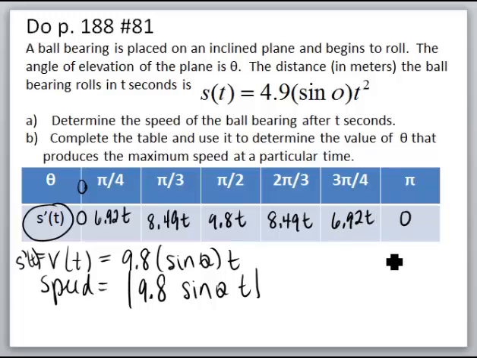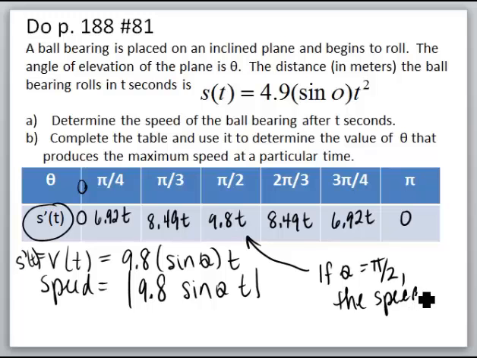So what we can determine from this table is that when theta is equal to pi over 2, the speed is the maximum. You can also tell, because it's increasing and then it starts decreasing, that it is a maximum. It's increasing and then it's decreasing.